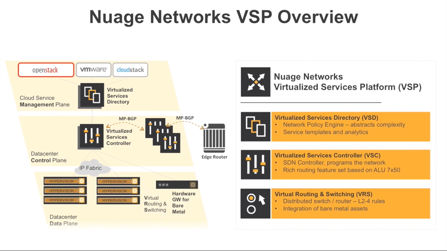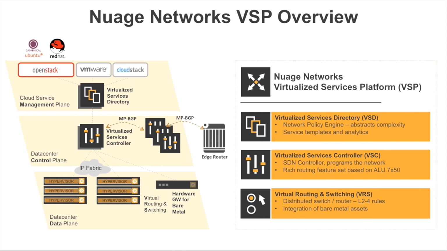The VRS is an enhanced Open vSwitch with support for distributed routing and uses VXLAN or GRE tunnels for data transport. It can also act as a gateway for non-virtualized assets. We have also completed integrations with top-of-rack switches from Arista, HP, and Cumulus.